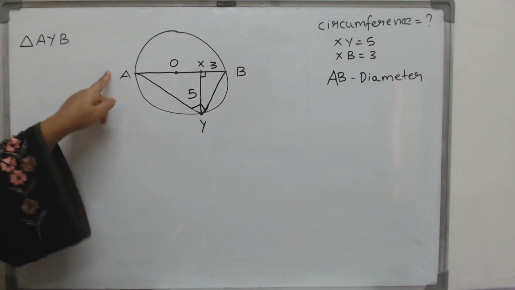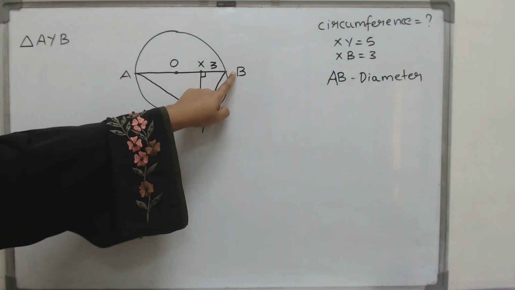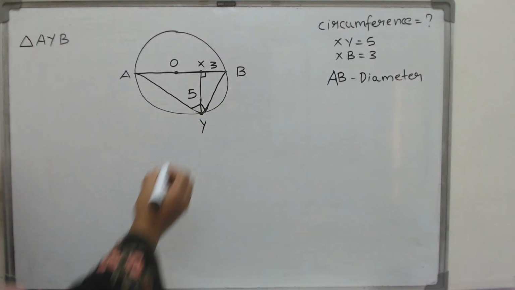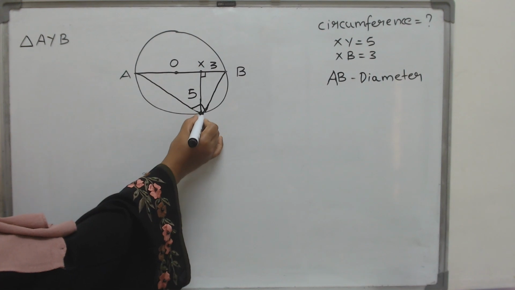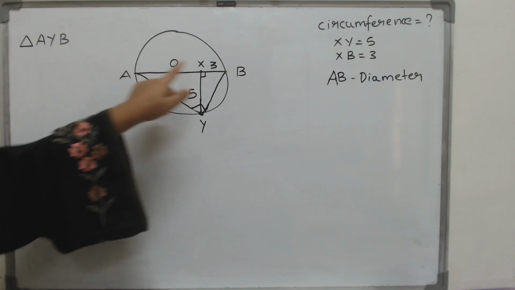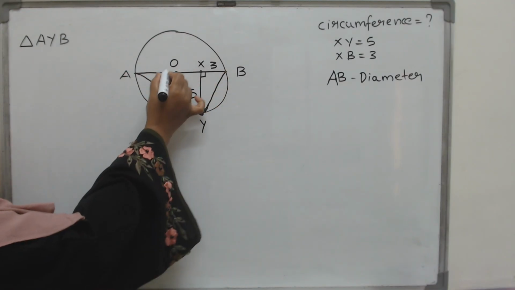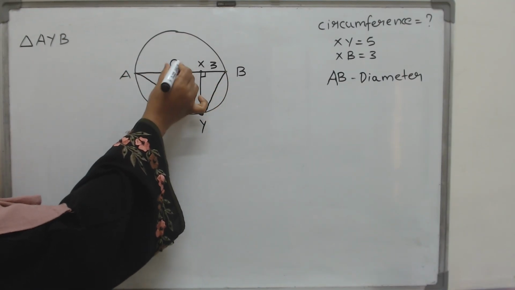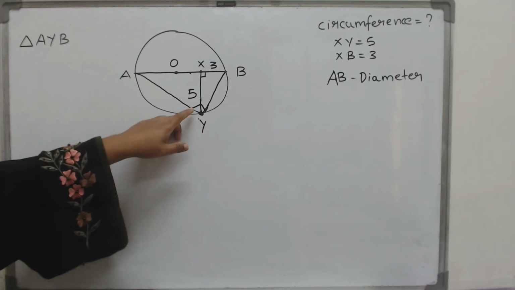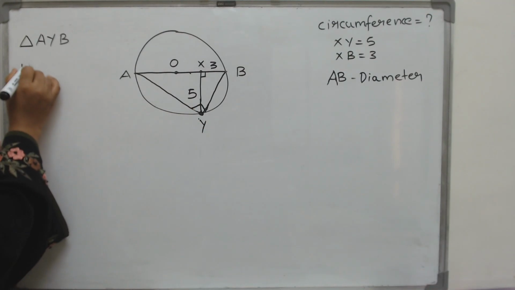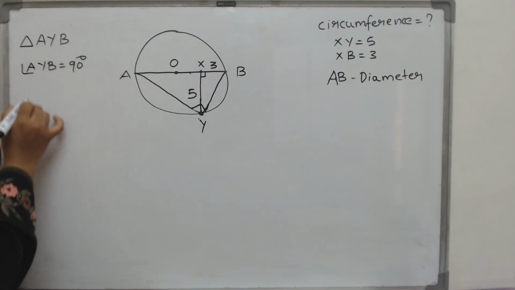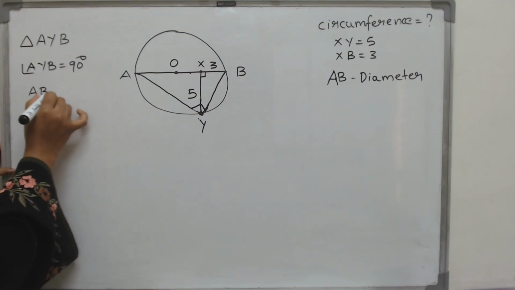Why is that? AB is the diameter. The diameter always makes 90 degrees at any point on the circle. Why is that? It is a straight line, which means AB makes an angle 180 at the center, which means at any other point it makes half of that angle, which is 90 degrees. So that means angle AYB is 90 degrees. That means AB is the hypotenuse.